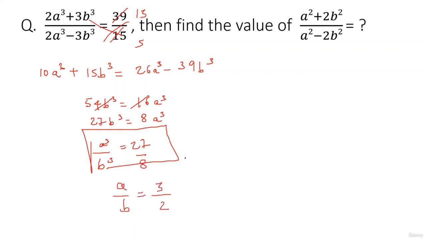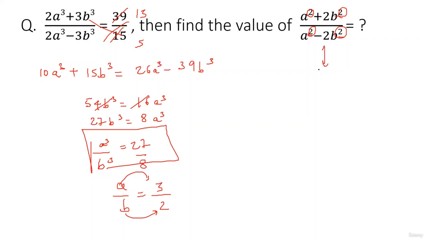Now, whatever is asked in the question, guys, a square plus 2b square upon a square minus 2b square, the power is the same throughout. It's a homogeneous expression, right? So to solve the question directly, you can substitute a equals 3, b equals 2. Your job is done, right?